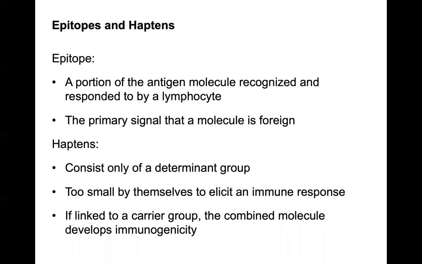Epitopes, these are a portion of the antigen molecule that is recognized and responded to by a lymphocyte. The primary signal that the molecule is actually foreign. Haptens, these consist only of determinant groups. They are too small by themselves to elicit an immune response. If linked to a carrier group, the combined molecule can then develop immunogenicity. So haptens sort of have to come together and form a complex in order for it to be immunogenic.